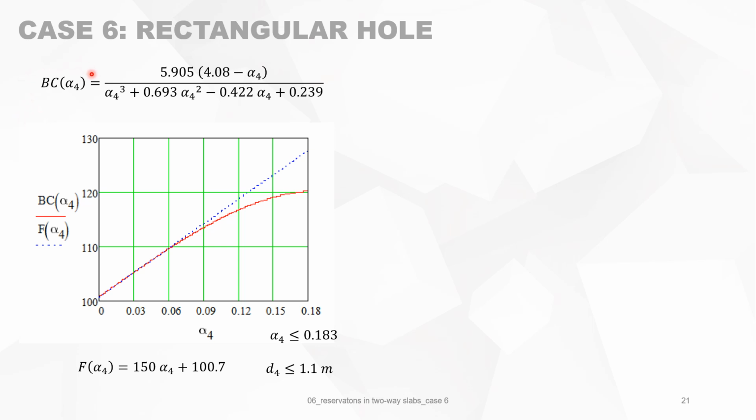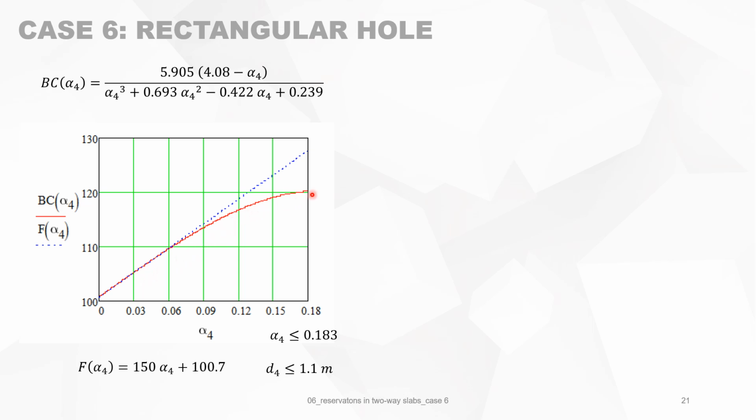Then we can rewrite the formula of the bearing capacity by making D4 equal to alpha 4 times A. And then you can rewrite the formula in this way. We can put it into a graph. On the x-axis, alpha 4 is between 0 and 0.183 because that's the maximum limit. And the bearing capacity goes then from 100 to 130.